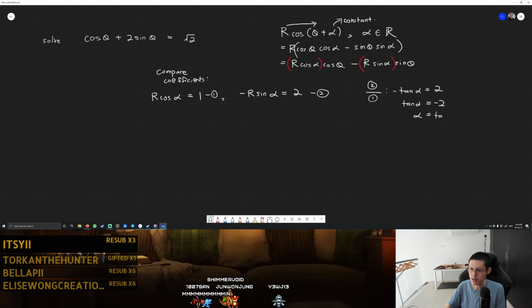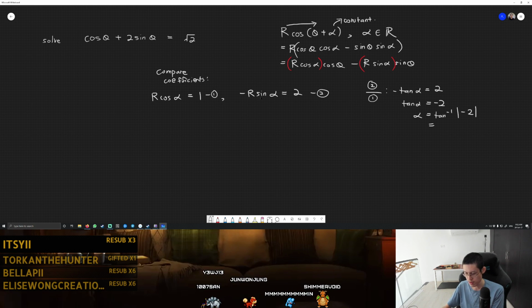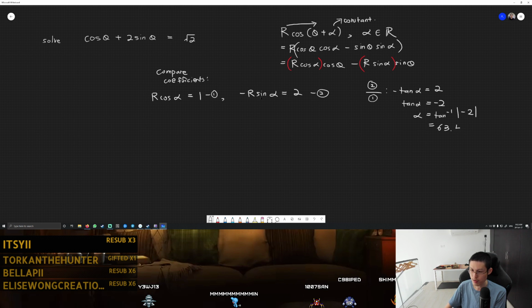So now we can find tangent alpha. Arc tangent, take the modulus of that. So we're putting arc tangent 2. Remember, the straight lines mean the modulus. So you're only taking the positive value because we are interested in finding the principal angle. So we're going to get 63.4 degrees. This is the principal angle.